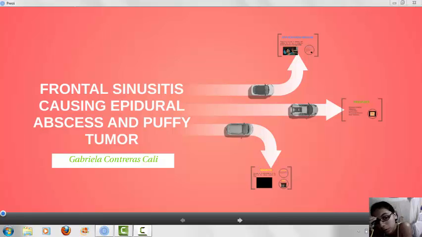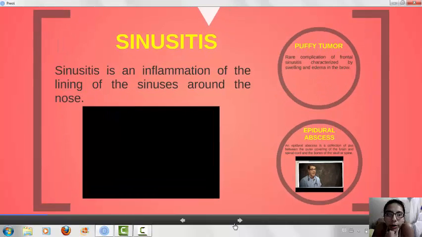Frontal sinusitis causing epidural abscess and puffy tumor. Sinusitis. Sinusitis is an inflammation in the lining of the sinuses around the nose.